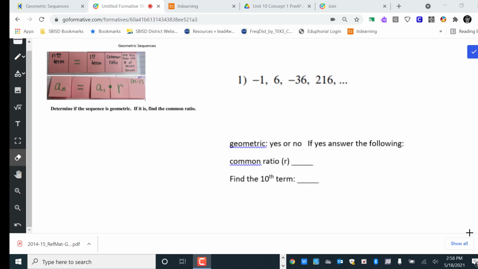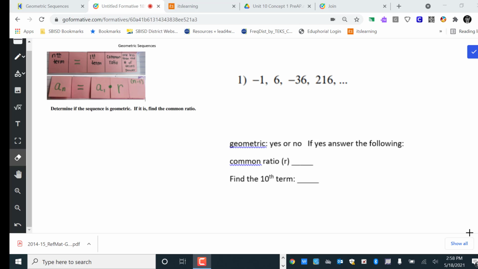Today we're going to look at sequences and determine if they are a geometric sequence or not. Then we're going to figure out the common ratio and find a specific term in the sequence using a formula. So first we're going to look at the sequence -1, 6, -36, 216.